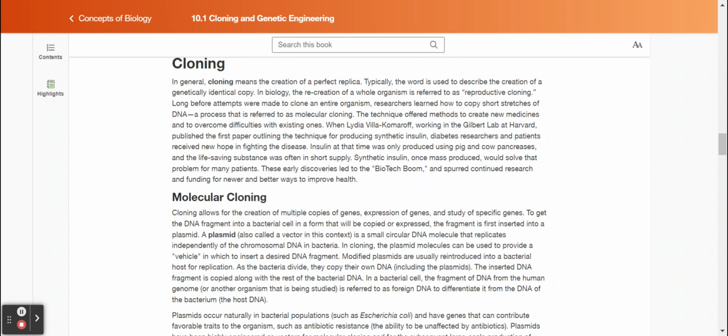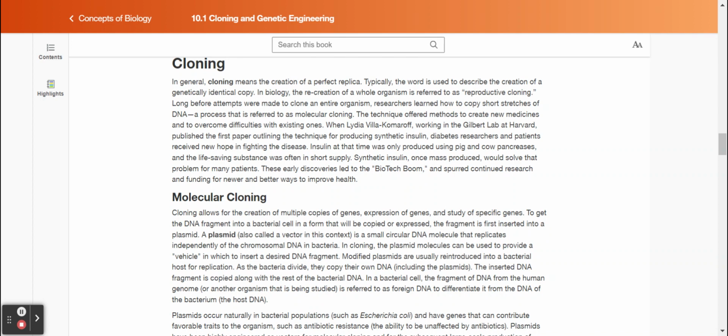Cloning. In general, cloning means the creation of a perfect replica. Typically, the word is used to describe the creation of a genetically identical copy. In biology, the recreation of a whole organism is referred to as reproductive cloning. Long before attempts were made to clone an entire organism, researchers learned how to copy short stretches of DNA, a process that is referred to as molecular cloning.